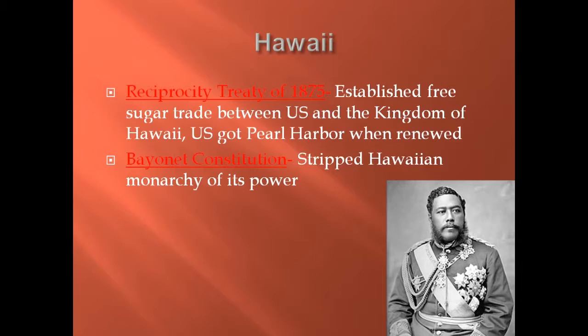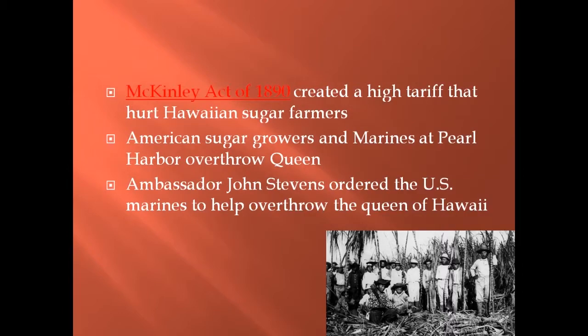The Bayonet Constitution basically stripped the king of most of his powers, and his decisions had to be approved by a committee before being enacted. Then we've got the McKinley Act of 1890, which basically put high taxes on Hawaiian sugar farmers. And out of greed, American sugar farmers, with the help of Ambassador John Stevens, the man who ordered 300 Marines to help overthrow the Queen of Hawaii, successfully conquered the island.